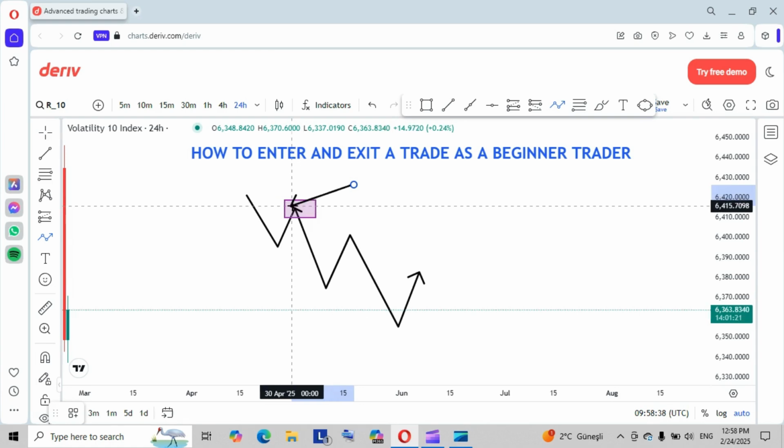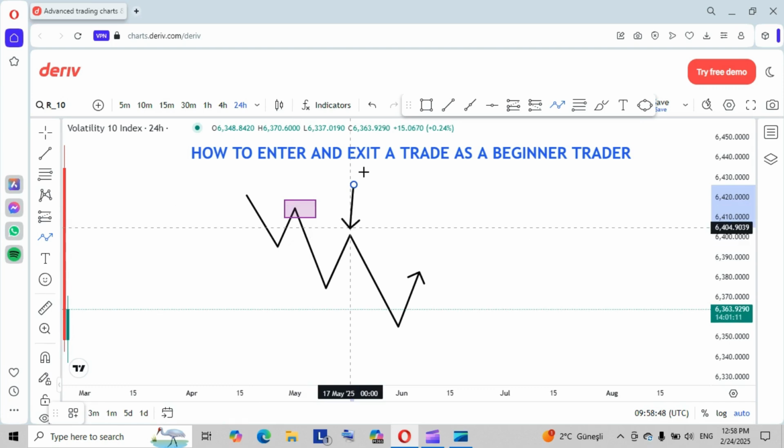So you want to look at the top. That is where you want to enter. So now you form a new low again. When the price reaches here again, this is another area for you to add a position if you want to add.